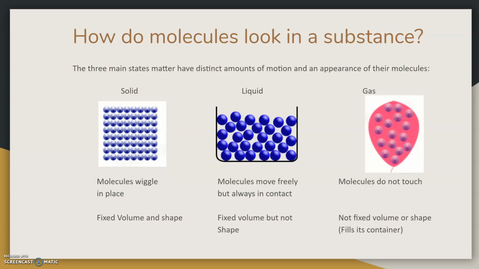Liquids in the middle. These molecules move freely, but always in contact. They have a fixed volume, but not a fixed shape. Lastly, to the right, gas. These molecules do not even touch. They have no fixed volume or shape, but they may fill their containers.